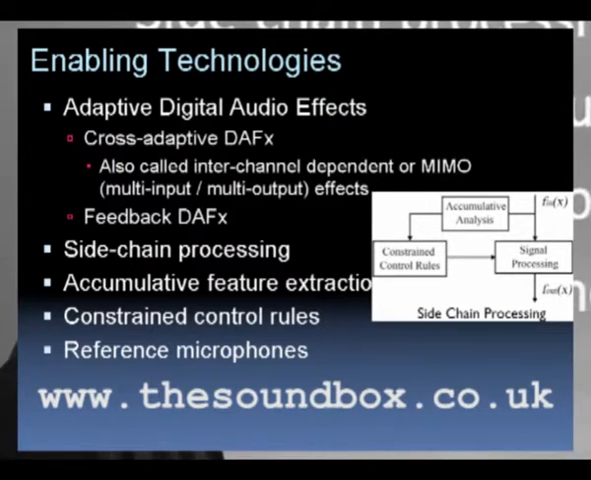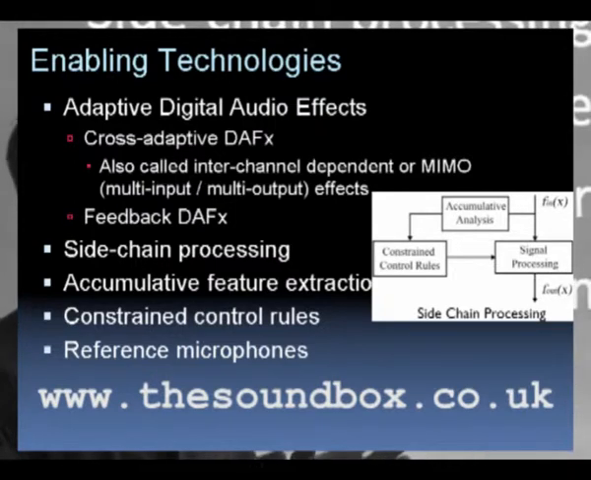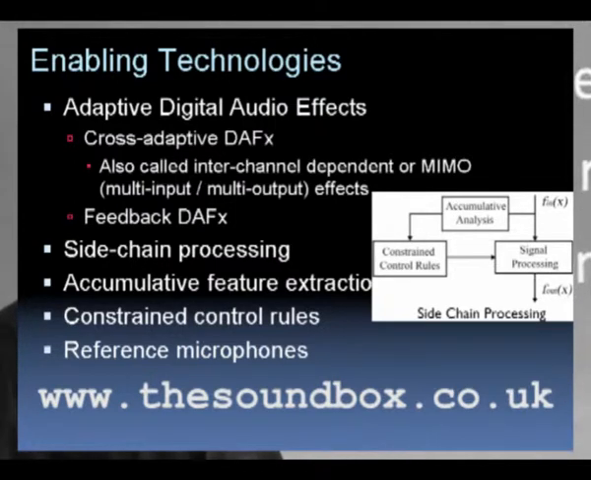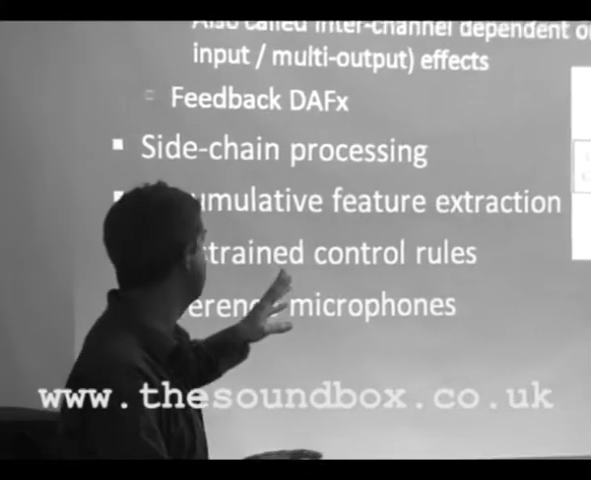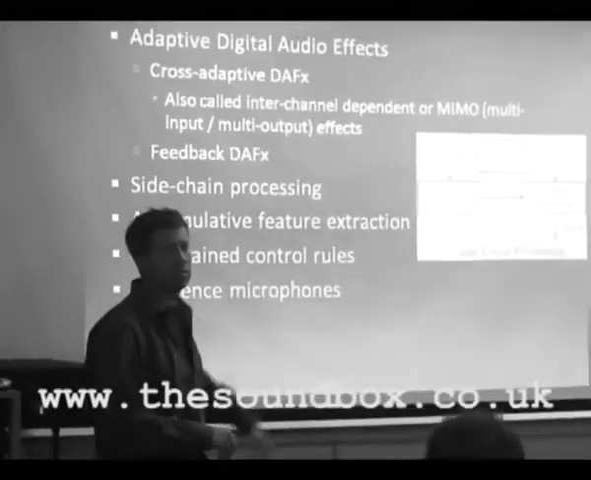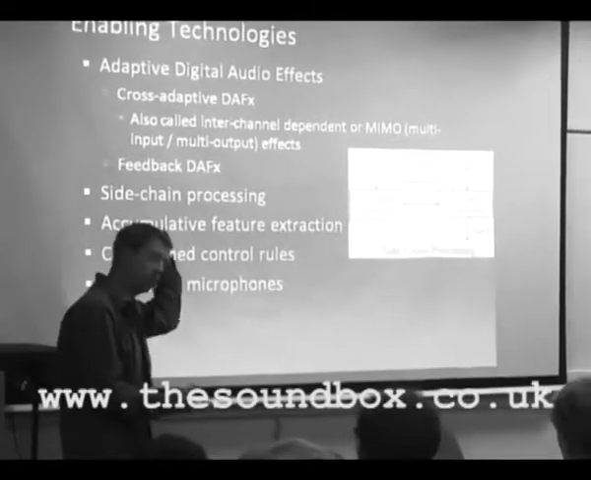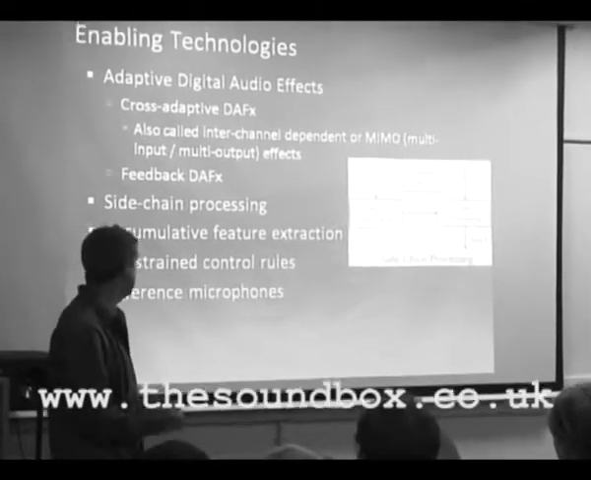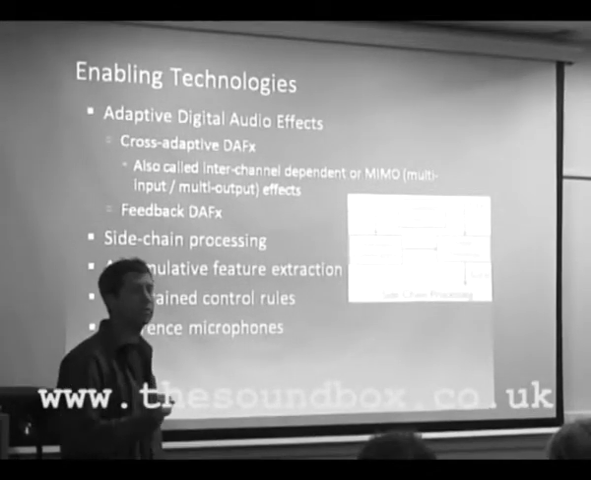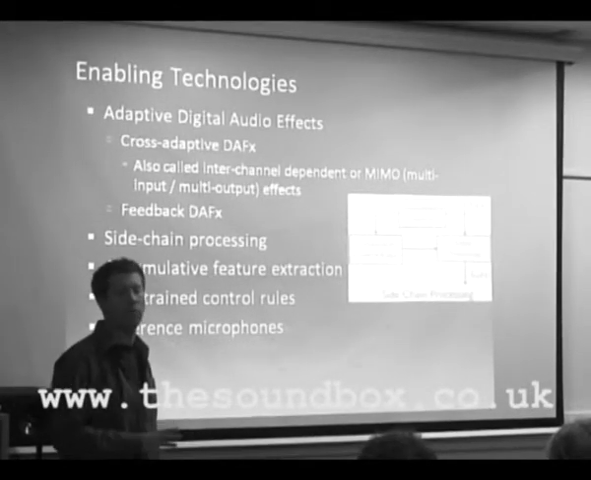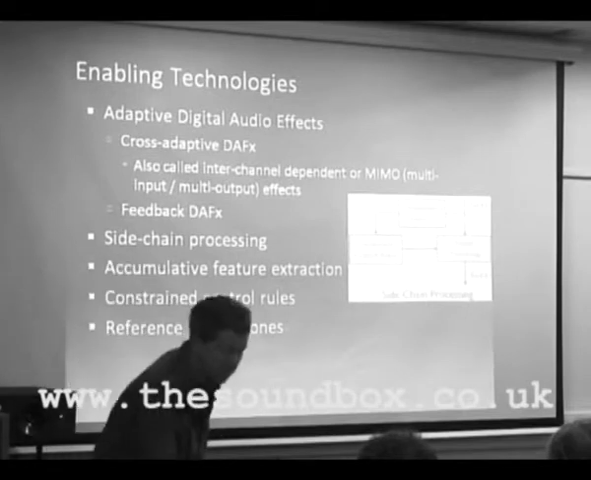But in order to have automatic mixing, we need to look at all the channels coming in, figure out how to set the levels between them, and come out with the right output mix. So we need cross-adaptive effects. We need sidechain processing so that we do all the analysis on the side, don't delay the signal massively. We need to extract features, get an idea of the loudness of the signal, for instance. We need to embed these rules about how sound engineering is done. And then there's a few other tricks that we use, like having reference microphones so we know the idea of the background noise if we're working in, say, live sound.